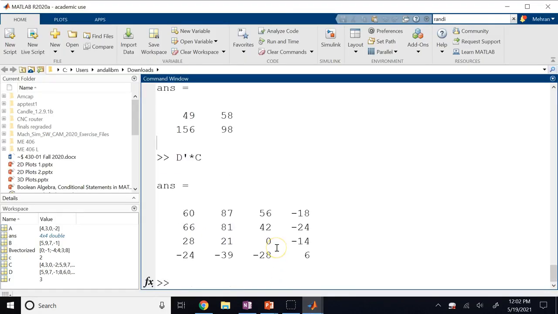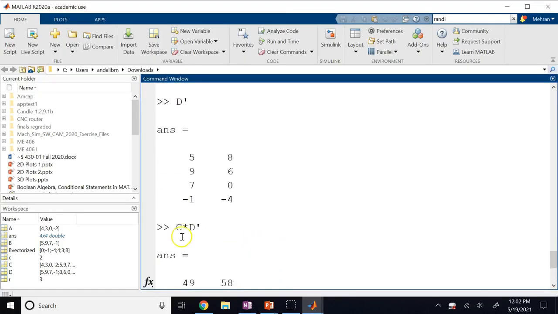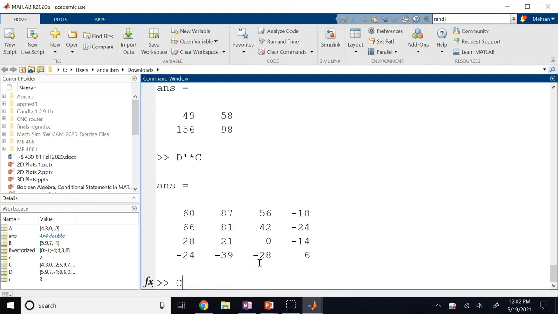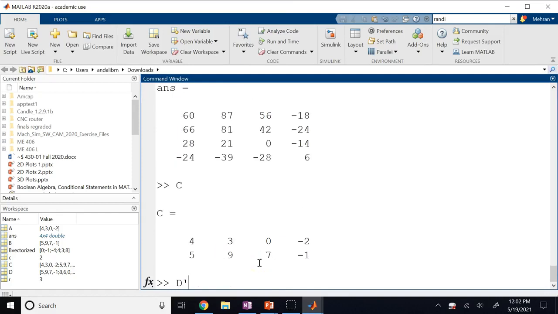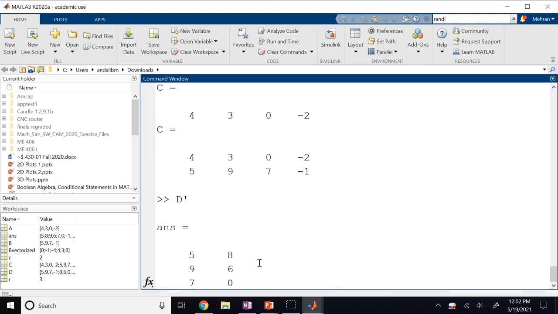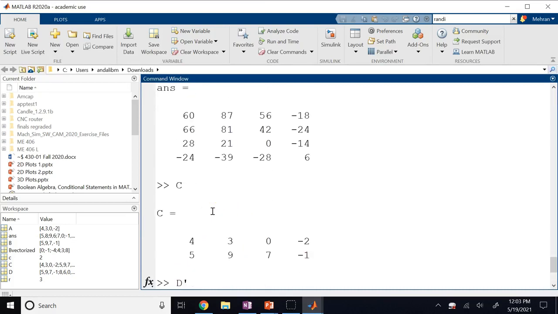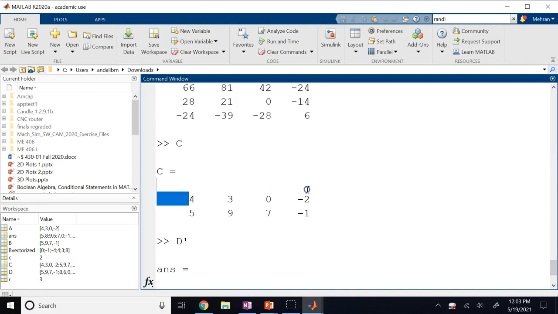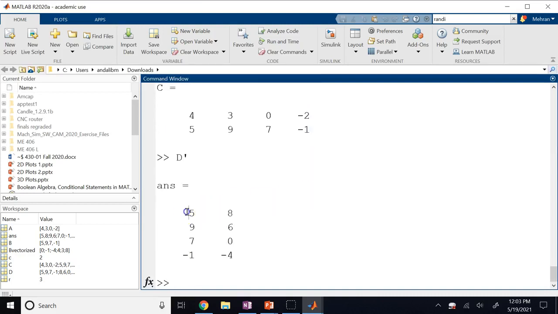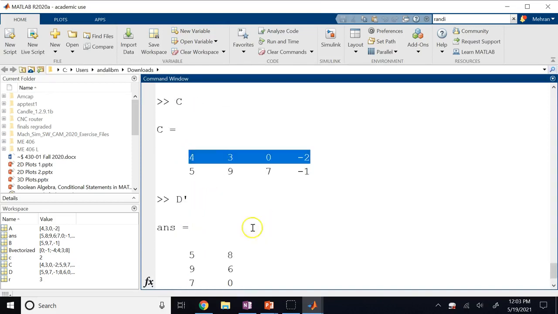So in this case, if you look, when I'm doing C by D transpose, what am I doing? This is C, this is D transpose. So when I multiply them together to get this entry, look at this first element. The first element is the first row of matrix C dot producted with the first column of D transpose. So if you do dot product between this vector and this vector, the result should be what? Should be 49, and it is.